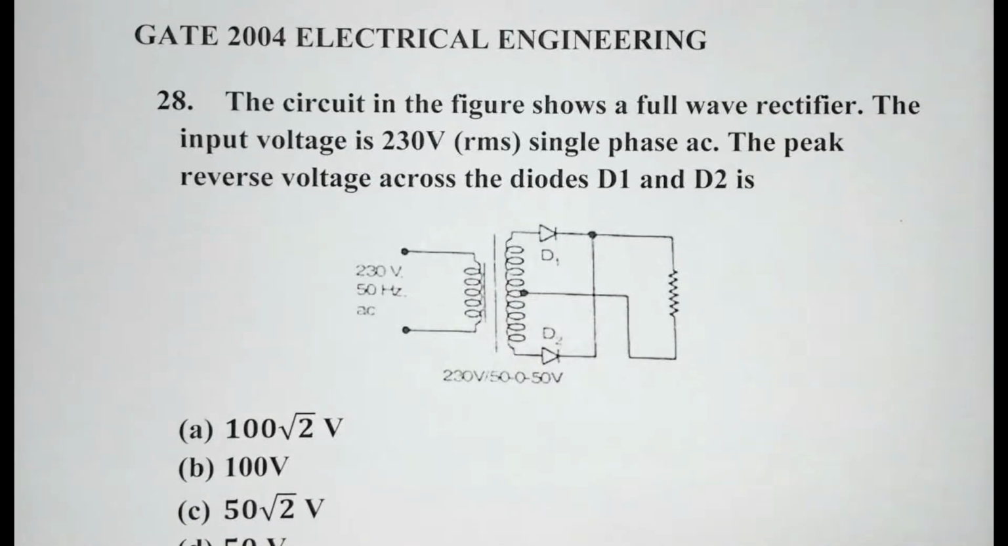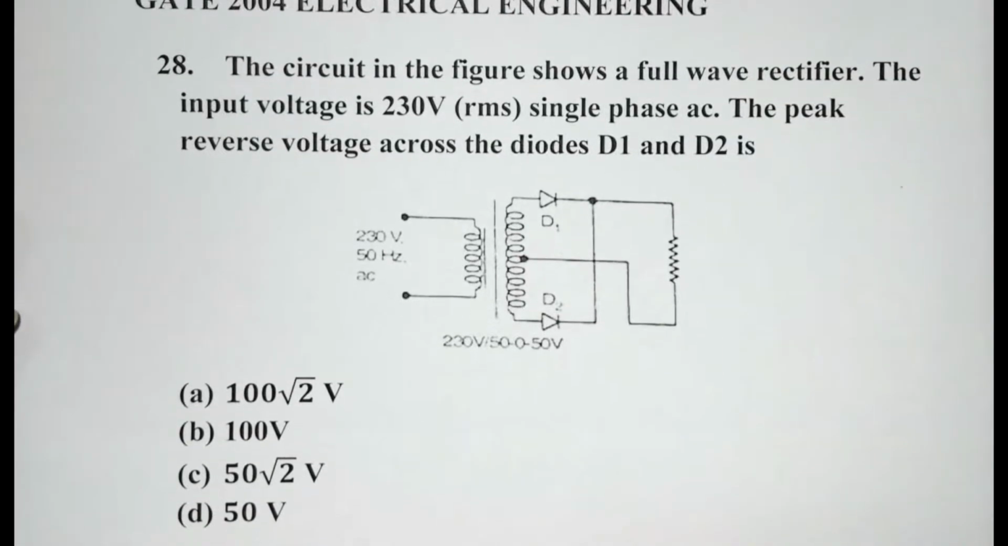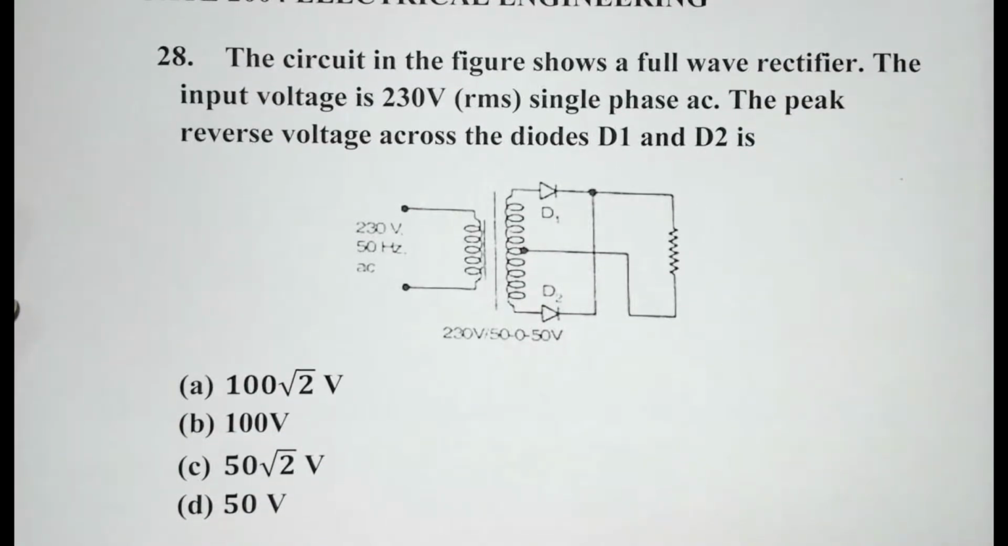Here's the next question, number 28. The circuit in the figure shows a full wave rectifier. The input voltage is 230 volts RMS single phase AC. The peak reverse voltage across the diodes D1 and D2 is. Now the four options say A: 100 root 2, B: 100 volts, C: 50 root 2 and D: 50 volts.